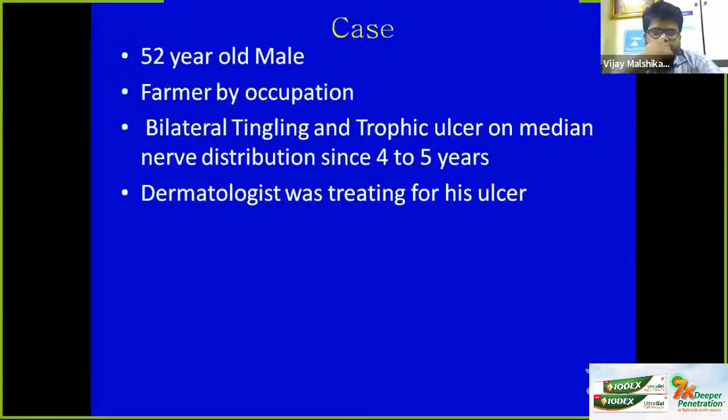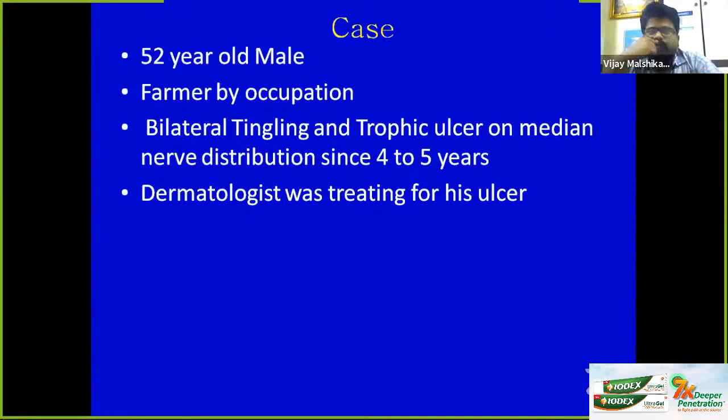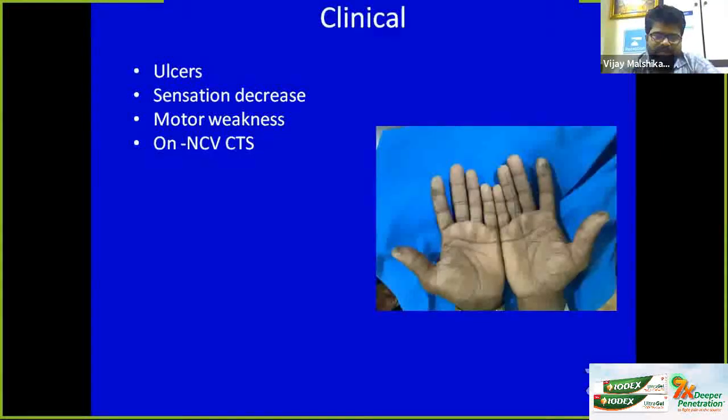So this is the case, a 52-year-old male, farmer by occupation, with bilateral tingling and trophic ulcer in median nerve distribution since 4 to 5 years. Basically, the dermatologist was treating for ulcer because nobody knew that it is carpal tunnel syndrome. So he was taking medicine for 4 to 5 years. Still, there is no relief. There were bilateral ulcers on the palm in the median nerve distribution. Since sensation was decreased and motor weakness was there, on NCV there was a clear-cut carpal tunnel syndrome.